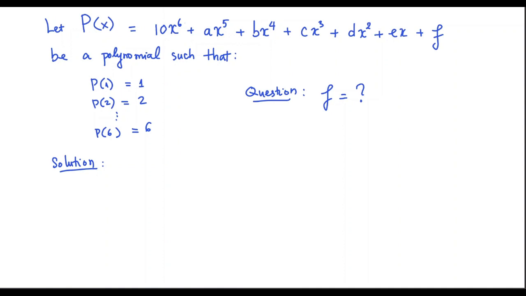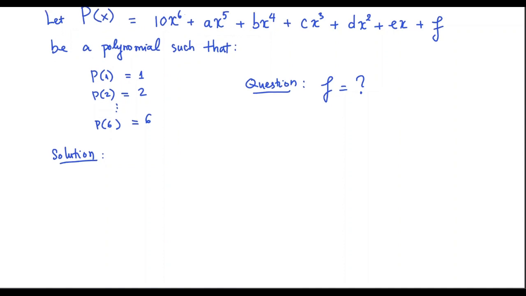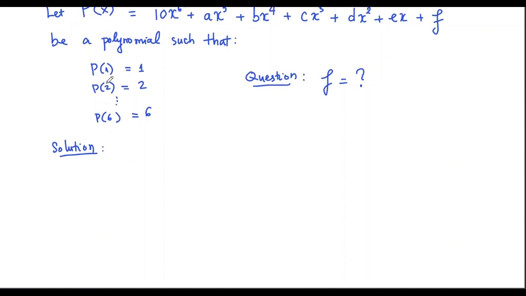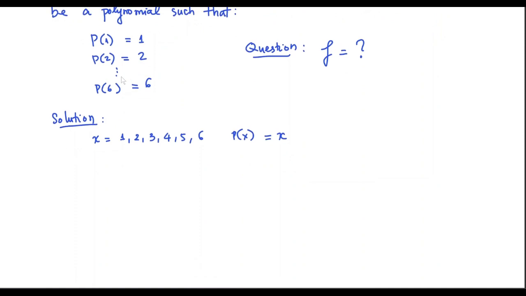Let's start the solution together. We know that p of 1 is 1, p of 2 is 2, up to p of 6 is 6. So if x is equal to 1, 2, 3, 4, 5, 6, then p of x is equal to x, because p of 1 is 1, p of 2 is 2. This means p of x minus x will be 0.